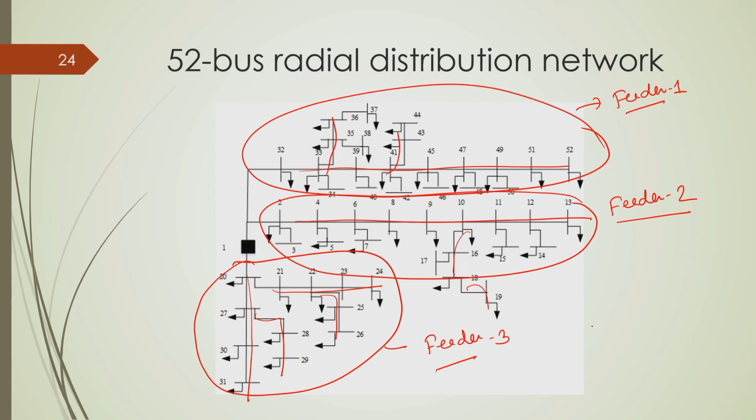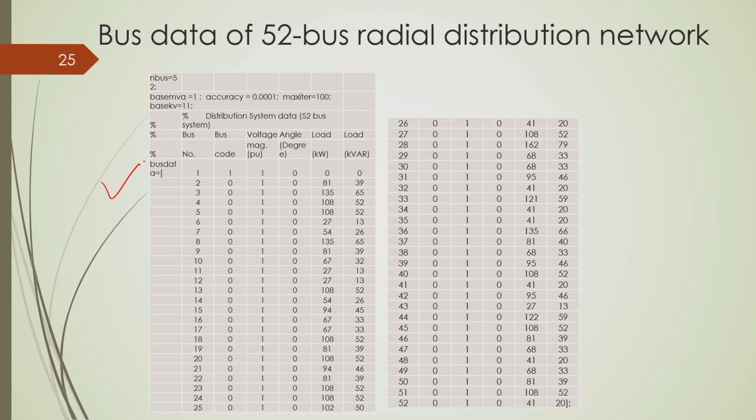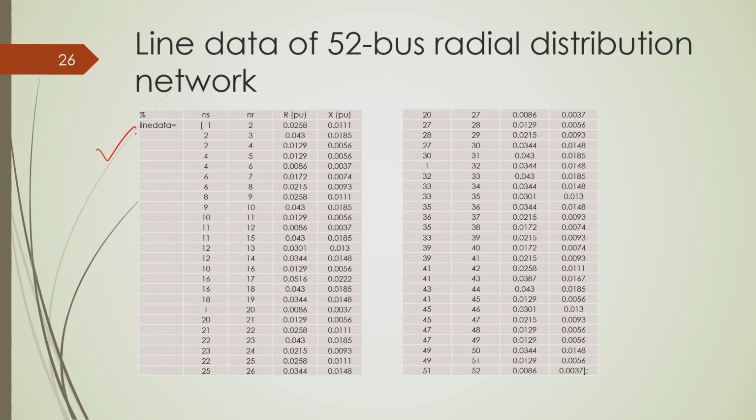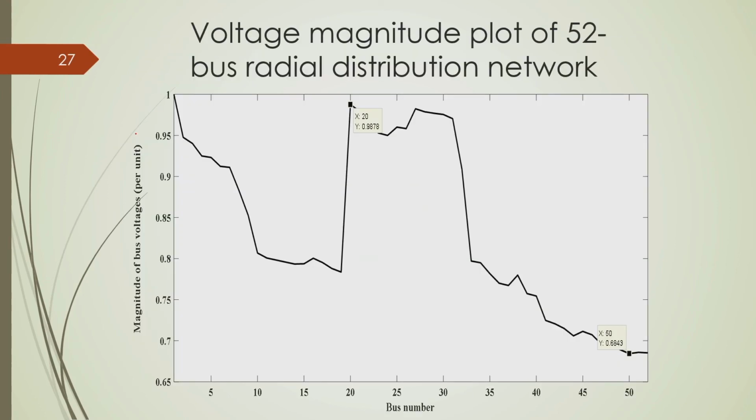A distribution network might have multiple feeders, and each feeder may be associated with one main feeder along with several laterals. Similarly, for the 52 bus system we have created this bus data file here in a similar way, and the line data file here, and this is the voltage profile. This is the voltage magnitude plot.